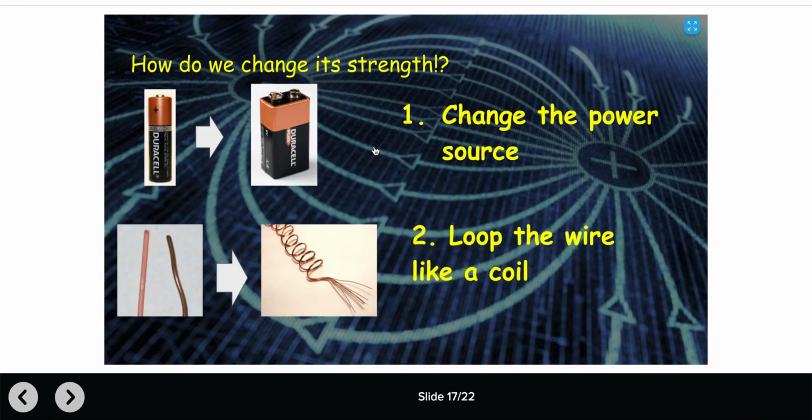Okay, so how can we change the strength? Well, first we can change the power source, right? We can either have an alternating current or increase the voltage of the direct current that we are using. Another is to loop the wire like a coil. And when we do this, we call this a solenoid. And it greatly increases the electromagnetic field and will allow you to create much stronger magnets.